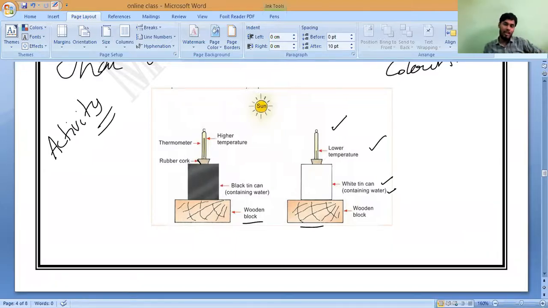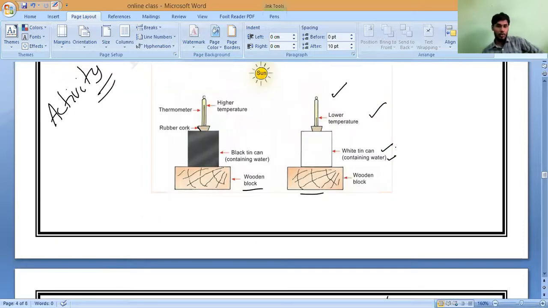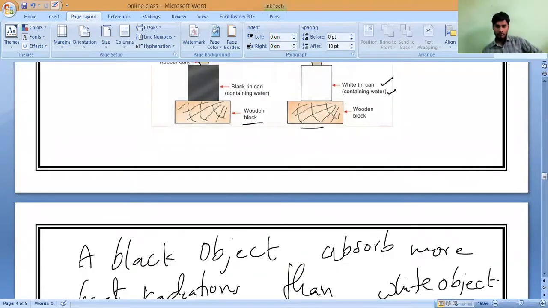So with this rubber cork, we have a setup for measuring the temperature. Is it okay? The thermometer will be fixed, so we can do this activity. Okay? Understand? Yes, sir. So from this activity, you can conclude that.